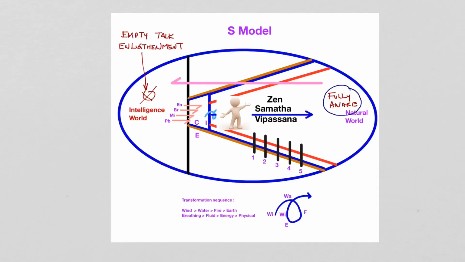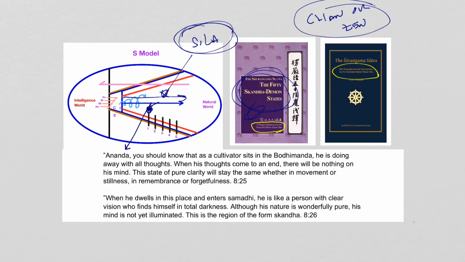And also, it doesn't matter if Zen, Samatha, Vipassana, or whatever type of Buddhism you practice. You always have to go through the 5 skandhas, to illuminate the 5 skandhas. And so one needs the sutta to do that.